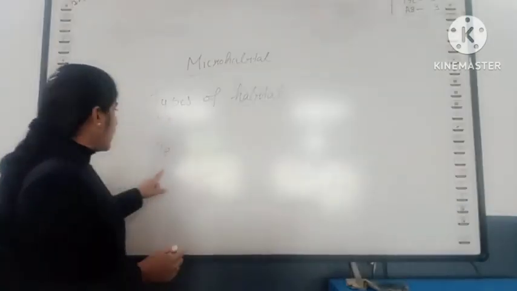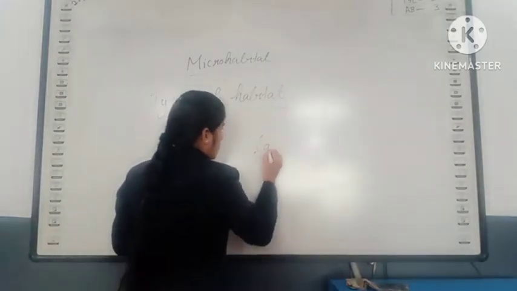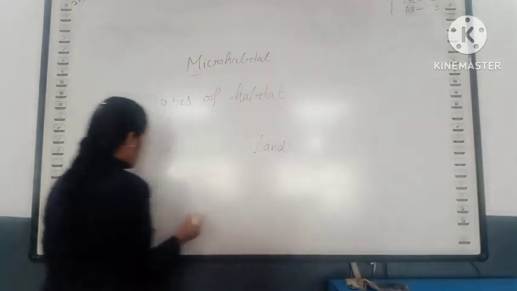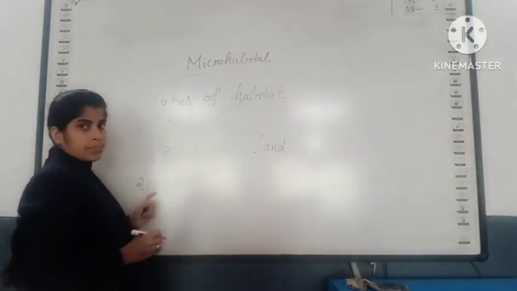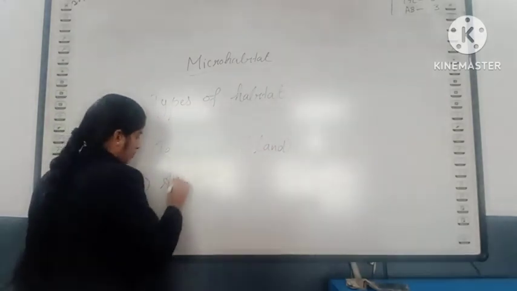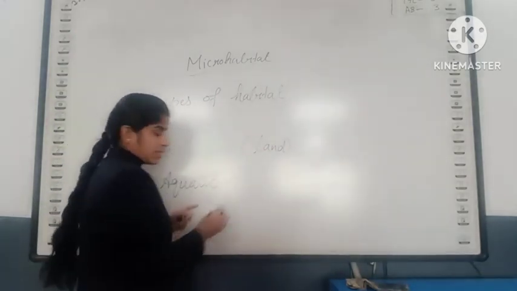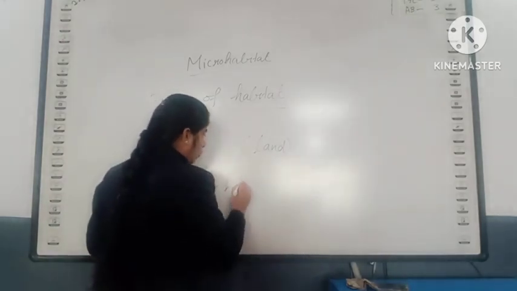First one is what? Terrestrial, which means what? That's on land. Okay, and the second one, that is aquatic. Aquatic means the living organism that lives, exists in water.